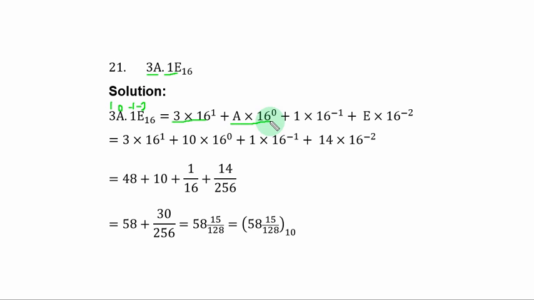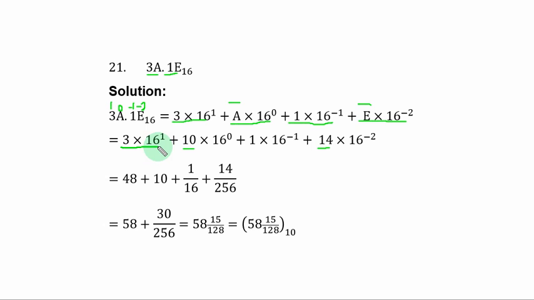If you move to the decimal part, you have plus 1 times 16 power of minus 1 plus E times 16 to the power of minus 2. In base 16, it is clear that A is equal to 10 and E is equal to 14. So you write the same expression, but you replace A with 10 and E with 14. Then you continue to simplify.